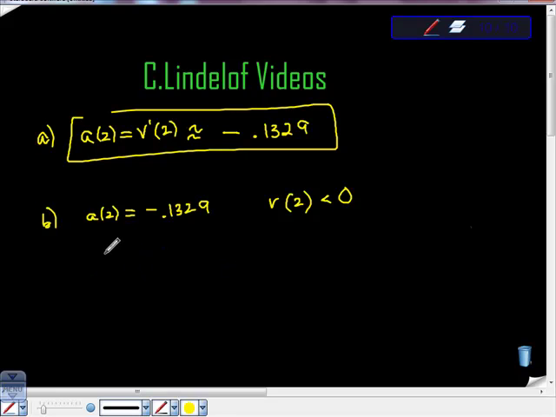I would say, acceleration at time t equals 2 is less than 0. Velocity at time t equals 2 is less than 0. Therefore, speed increasing.